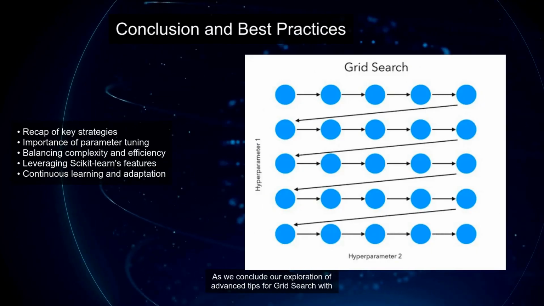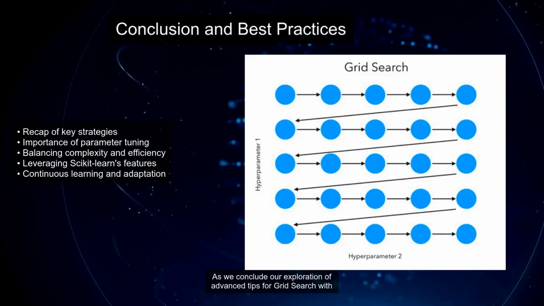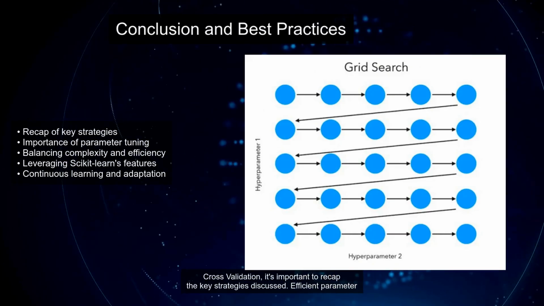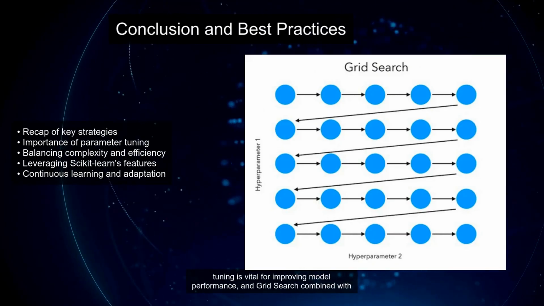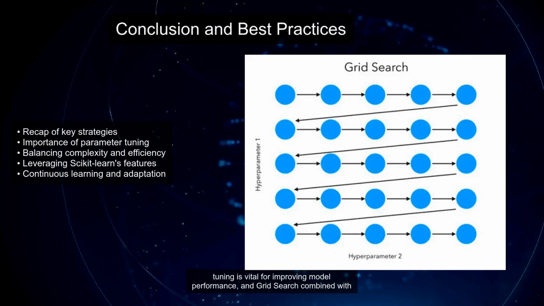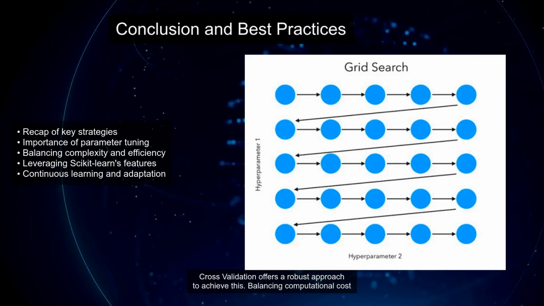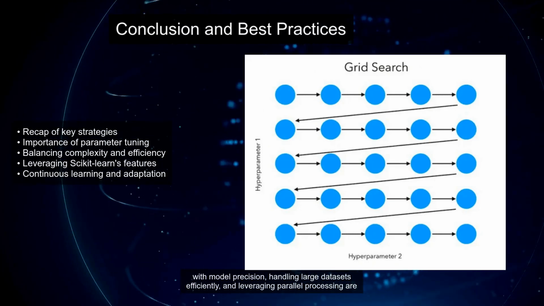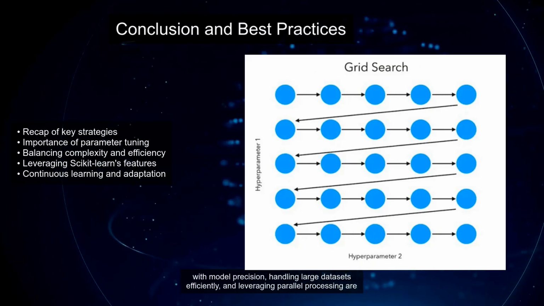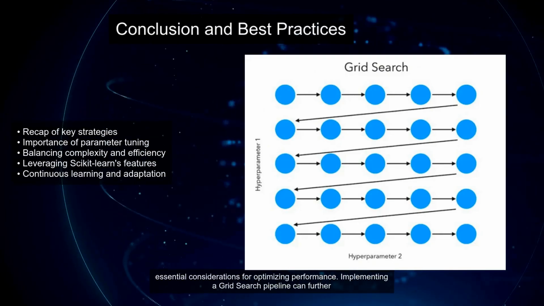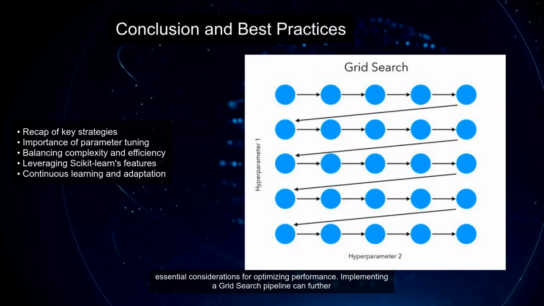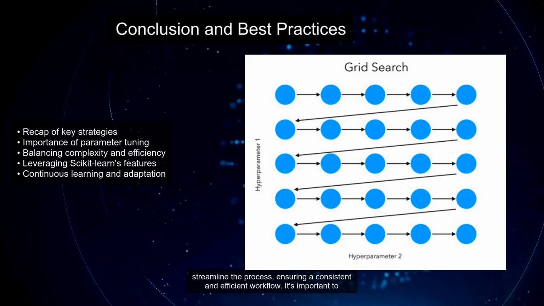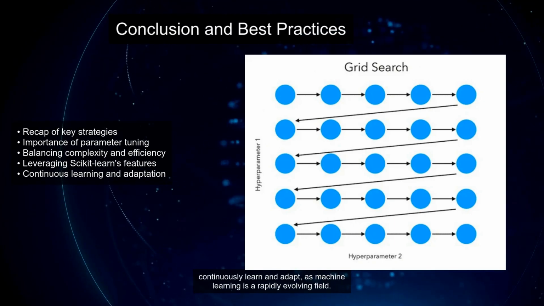As we conclude our exploration of advanced tips for grid search with cross-validation, it's important to recap the key strategies discussed. Efficient parameter tuning is vital for improving model performance, and grid search combined with cross-validation offers a robust approach to achieve this. Balancing computational cost with model precision, handling large datasets efficiently, and leveraging parallel processing are essential considerations for optimizing performance. Implementing a grid search pipeline can further streamline the process, ensuring a consistent and efficient workflow.